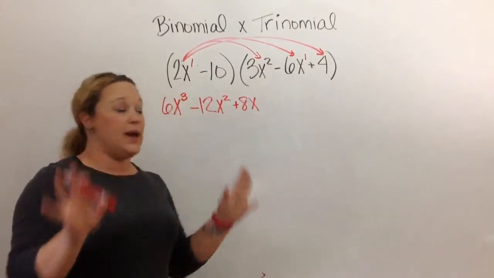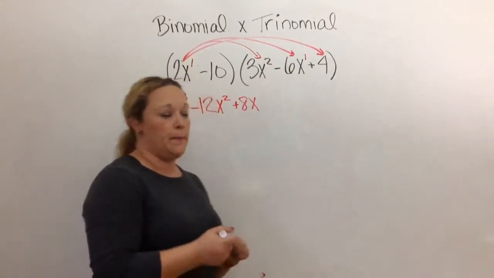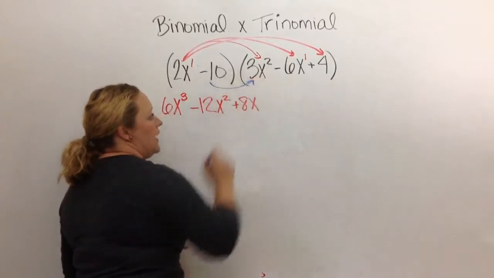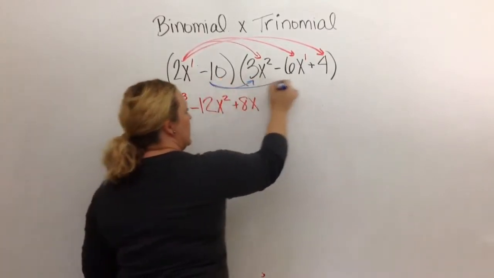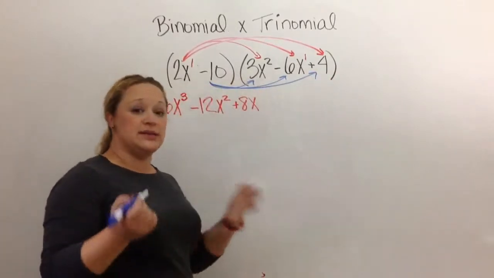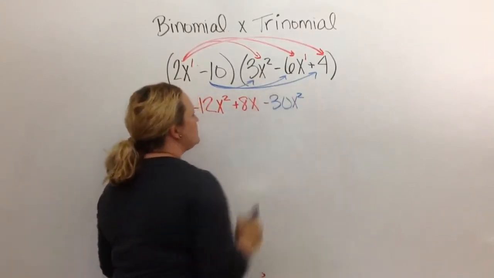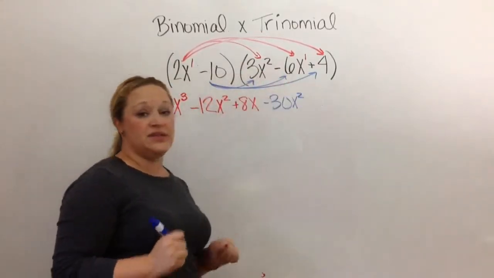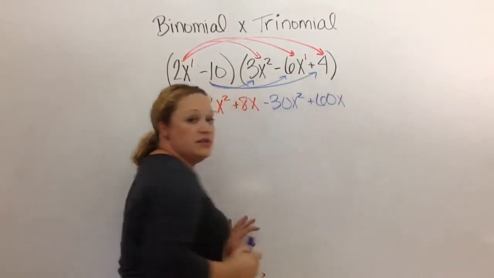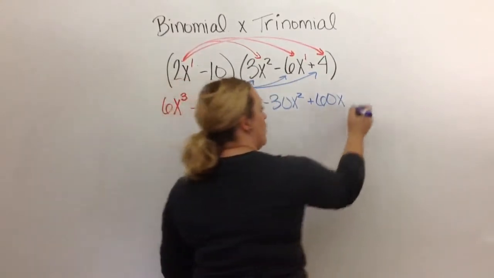The 2x has been multiplied by everything in the second parentheses, so that means we're going to grab a separate color. So now we have negative 10. Negative 10 will be multiplied, again, by everything in the second parentheses. So, negative 10 times 3 is negative 30, and we have to remember to bring that x squared. Negative 10 times negative 6 would be a positive 60, and we have to remember to bring that x to the first. And lastly, I have negative 10 times 4, which is negative 40.